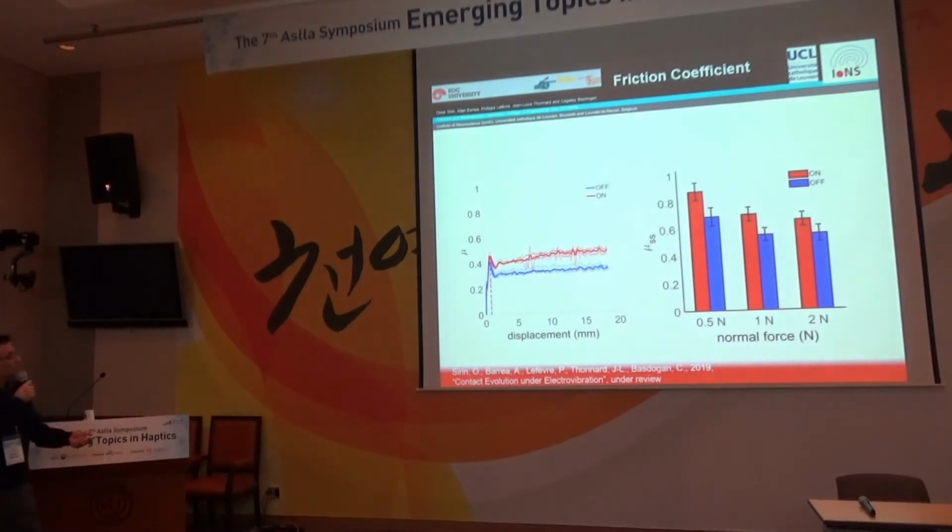As you can see, the blue curve shows the case where the electrovibration is off, and the red curve shows the friction curve when the electrovibration is on. This is the friction as a function of finger displacement. You can easily see that it's a typical friction curve, and the red one is above the blue one, which means that the friction is increasing. This is something we are expecting.